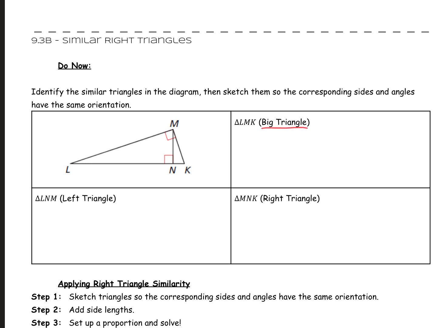I'm going to start off with the big triangle. Always start with the big triangle. Again, do this first. All I'm going to do is outline my big triangle here, which is LMK. And what I'm essentially going to do is copy it and paste it over. So I'm going to draw another giant triangle like this over here, kind of like this. L is here, M is up here, K is here. It doesn't have to be perfect, but we want it to look very similar. In fact, we want it to look as identical as possible to this triangle here.